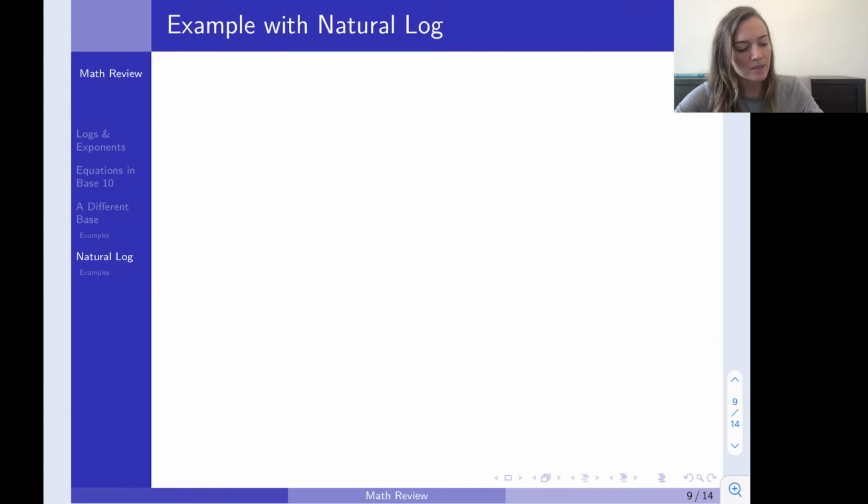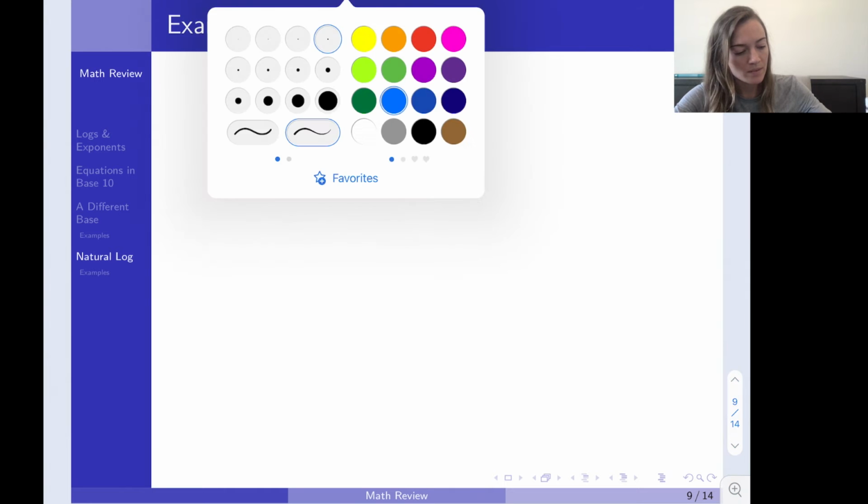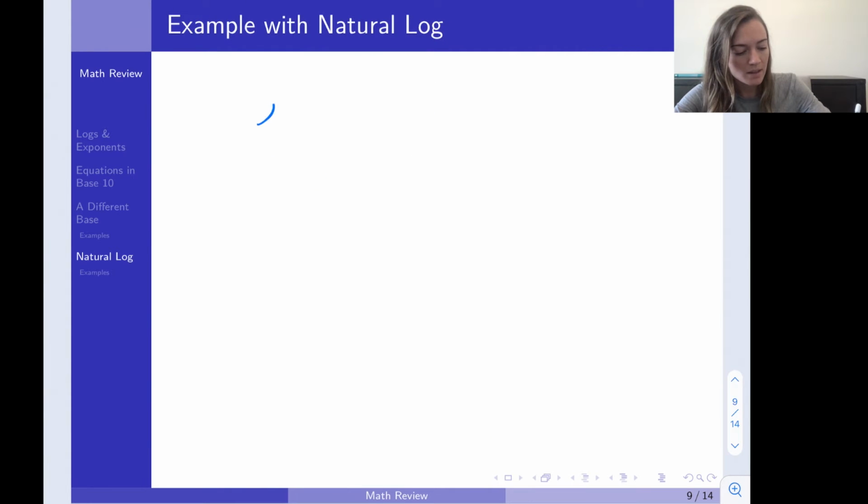All right, now let's do a simple example with the natural log. So just like before, if we have the natural log of e, that's equal to 1 because we have the same base and our argument is the same. So that's because e to the 1 is equal to e. So natural log of e is equal to 1.